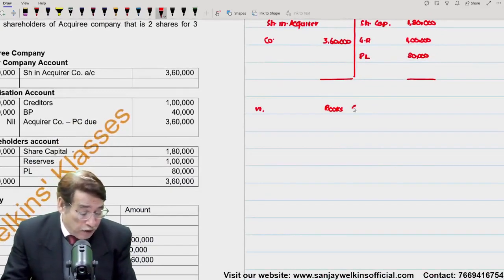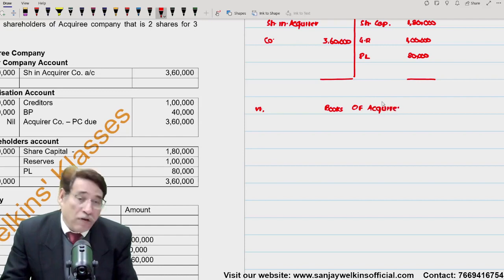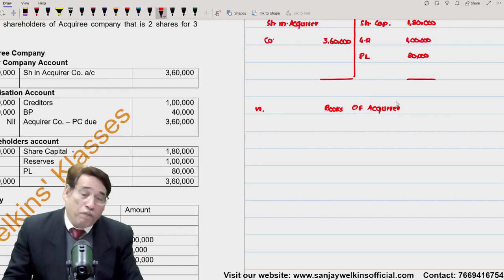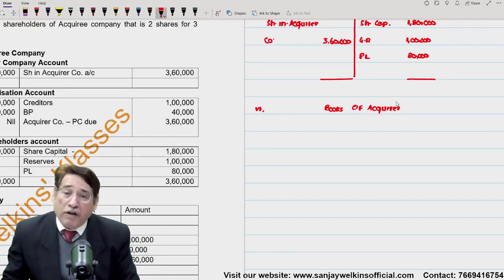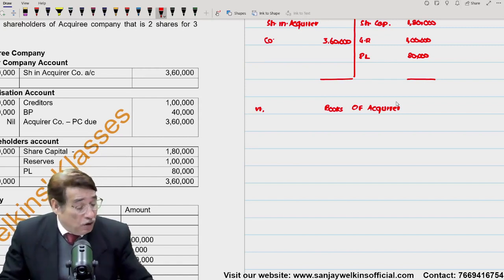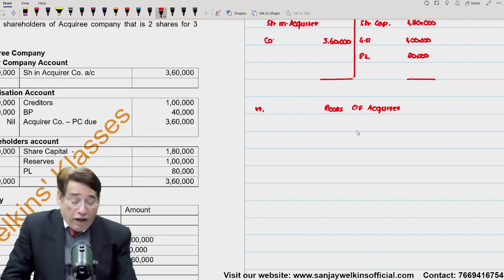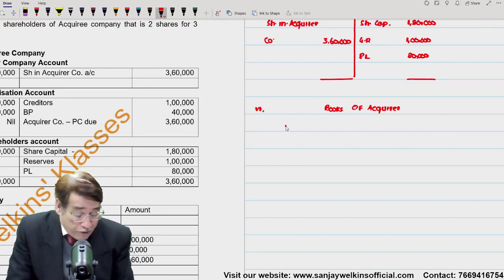books of acquirer company. Generally, whenever a question is asked on the intrinsic value of shares method, you will be asked to compute the purchase consideration and prepare the balance sheet in the books of the acquirer company. Is it clear to you or not? So, books of acquirer company. In the books of the acquirer company, first of all, I am going to write the entry. We have taken over fixed asset.